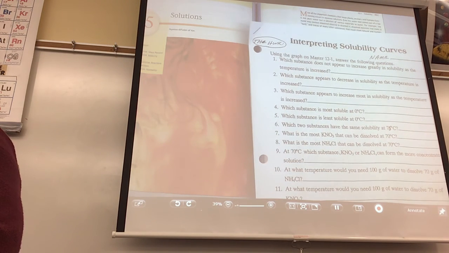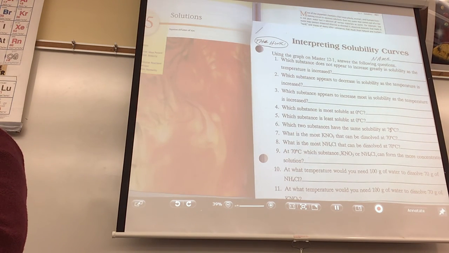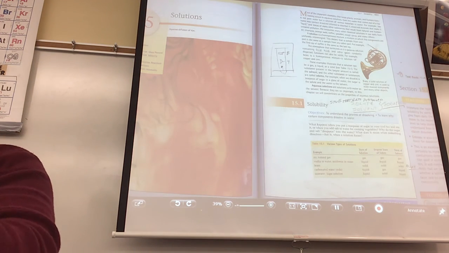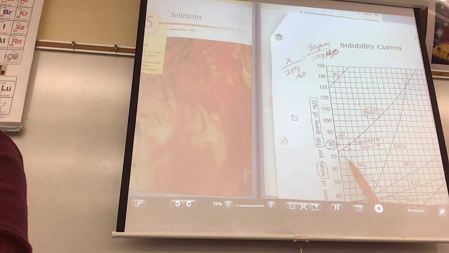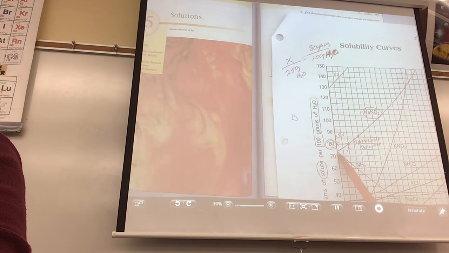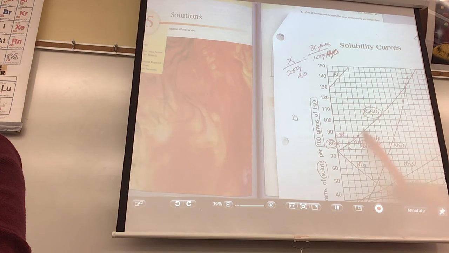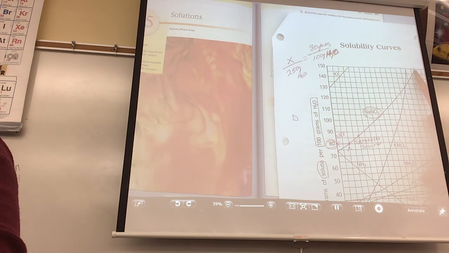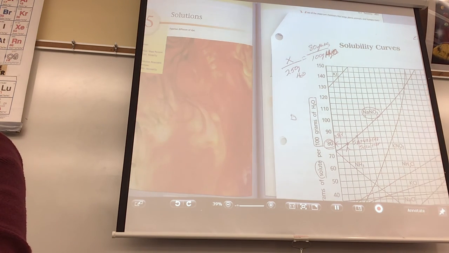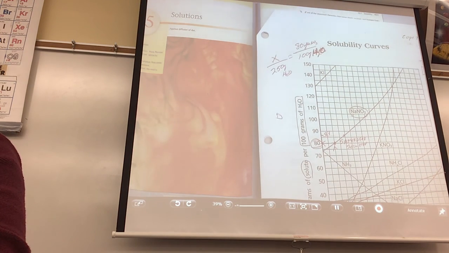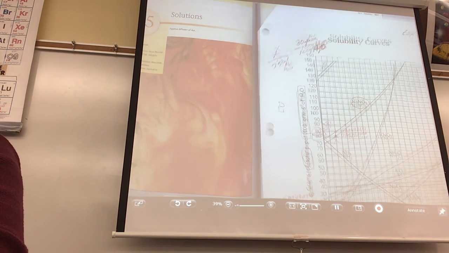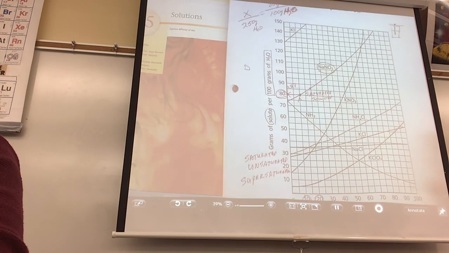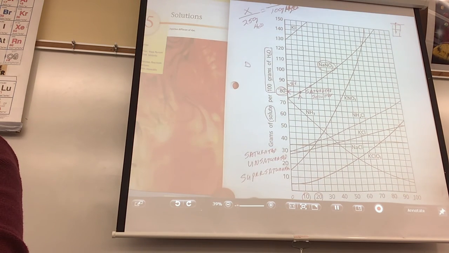Which substance does not appear to increase greatly its solubility as the temperature increased? Let's take a look. Sodium nitrate went from like 74 all the way up to 150. That really increased the solubility, didn't it? That's not the answer. What am I looking for? Which one does not appear to change very much at all, even though you change the temperature?